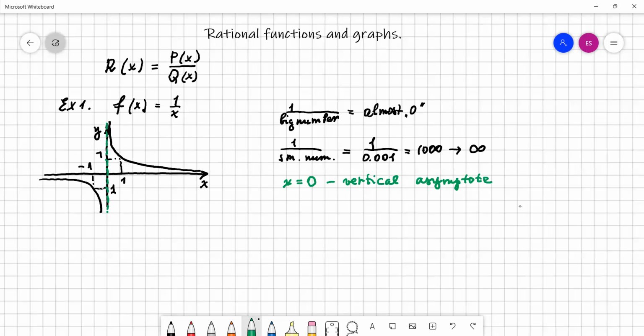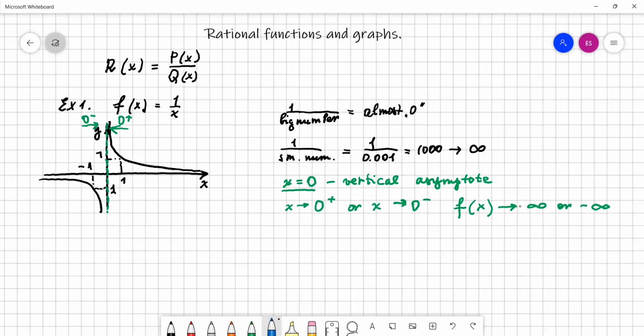Vertical asymptote means that function goes to infinity nearby that. So when x goes to 0, either on the right, which is going to be labeled as plus, or x goes to 0 on the left, I'm going to label 0 plus and 0 minus here. F of x goes to infinity, either positive or negative infinity. Then we are going to call this line vertical asymptote. Well, infinity means big number.